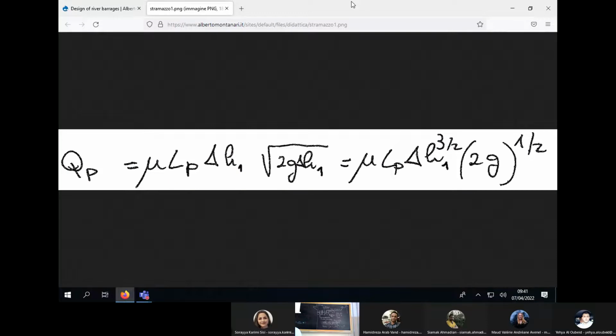You see, it is the same relationship with QP instead of QDMB and delta H1 instead of delta H2. So with this simple relationship, I can compute the difference in elevation between the environmental flow spillway and the diversion spillway, and then later the difference in elevation between the diversion spillway and the main spillway.